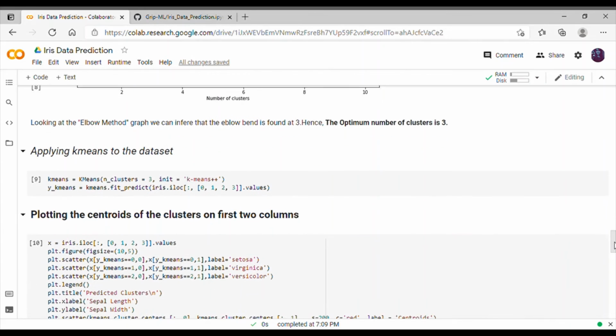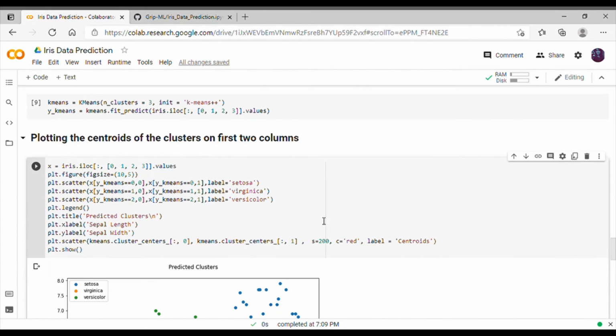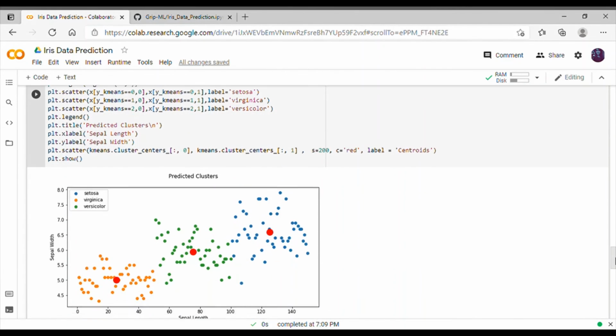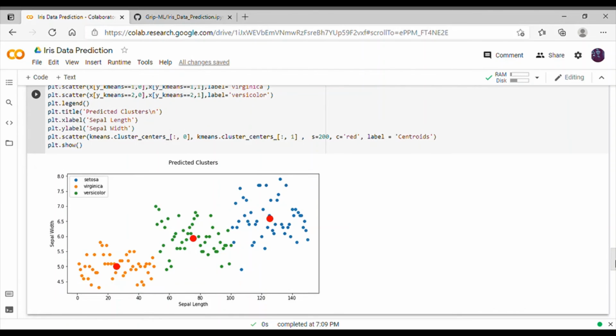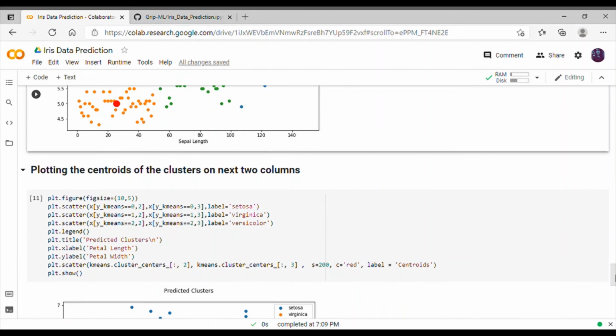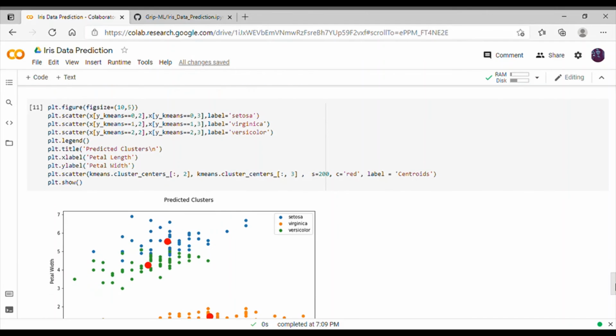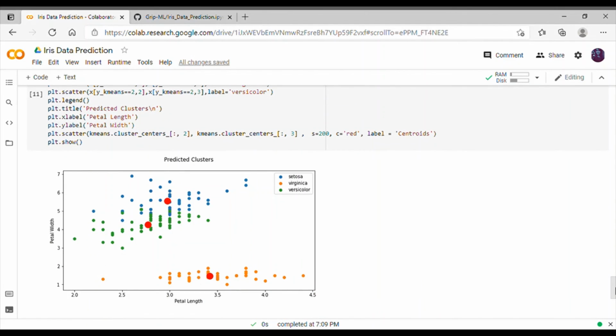Now applying k-means to the data set. Now we are plotting the centroids of the clusters of the first two columns, that is the sepal length and sepal width. Here we can see that we have plotted the centroids of virginica, versicolor and setosa. These are the centroids that are shown in the red color. Similarly, we are plotting the centroids for the next two columns, that is the petal length and petal width. These are the centroids which are visible in the red color.